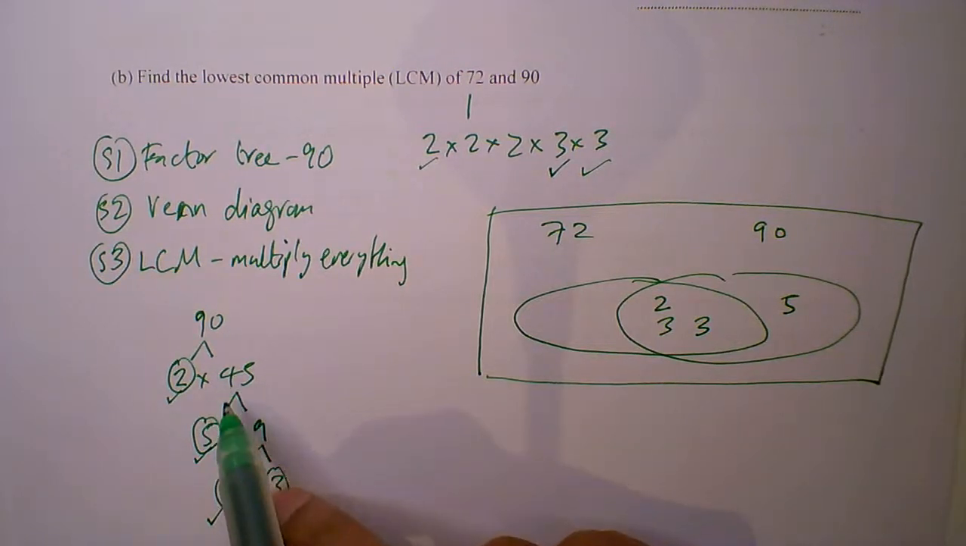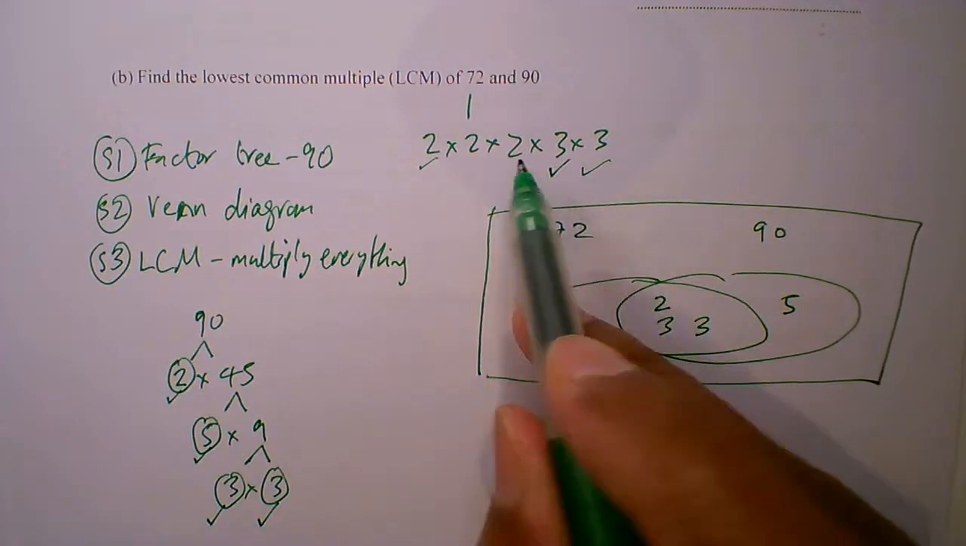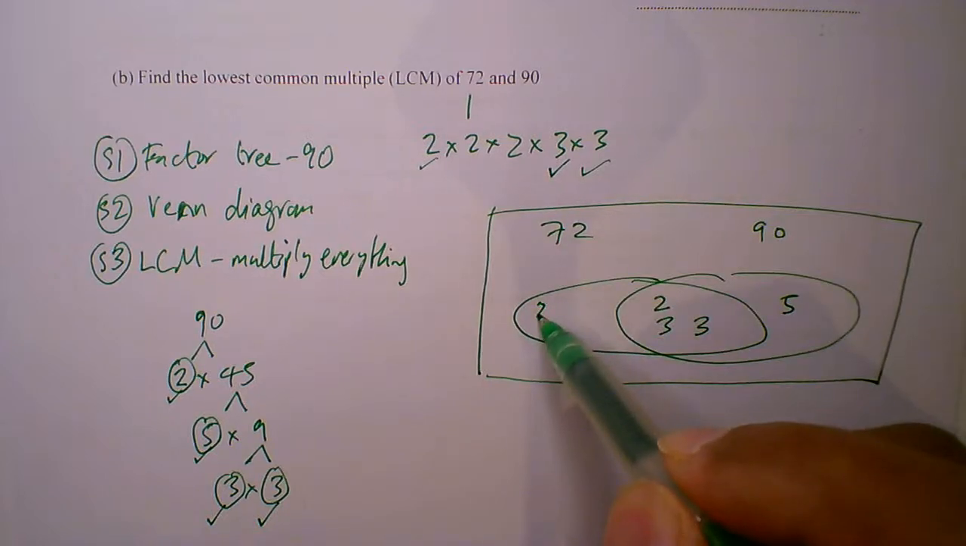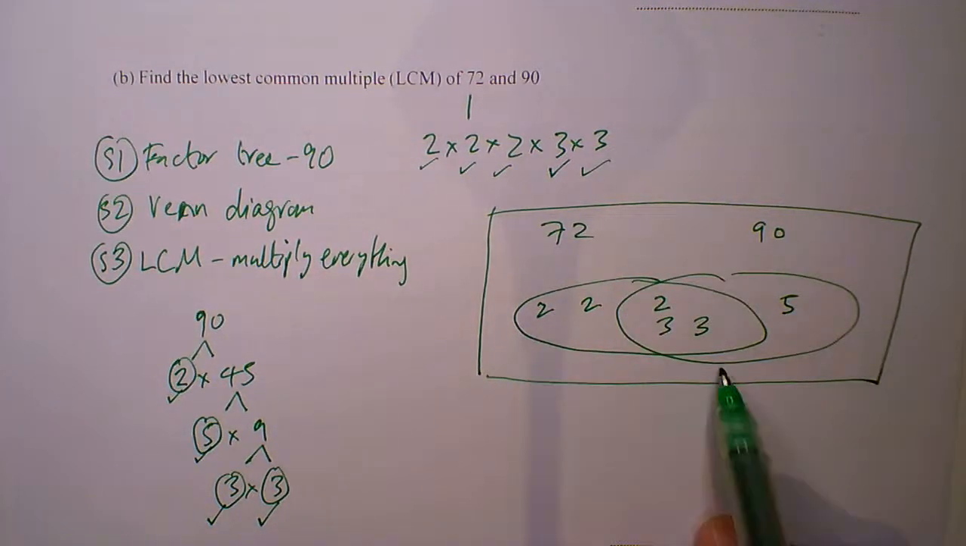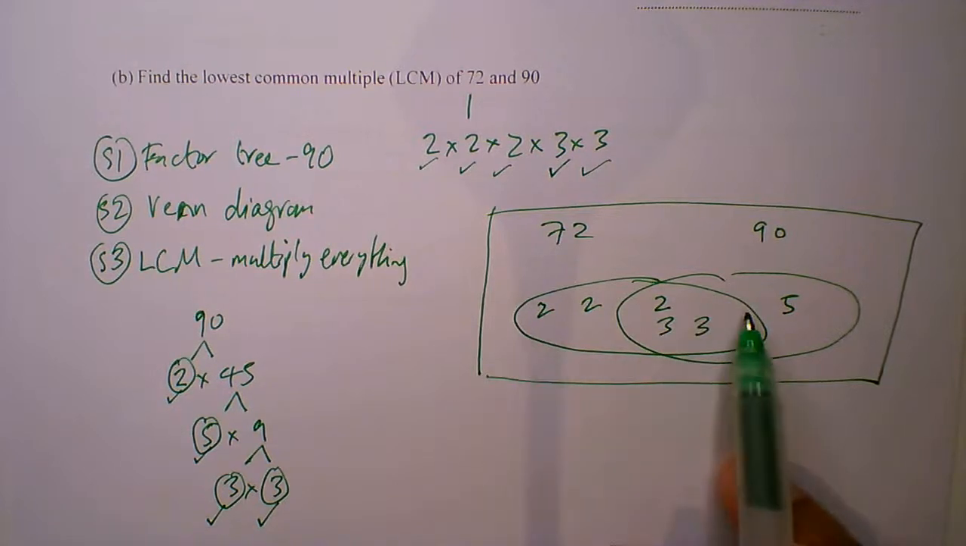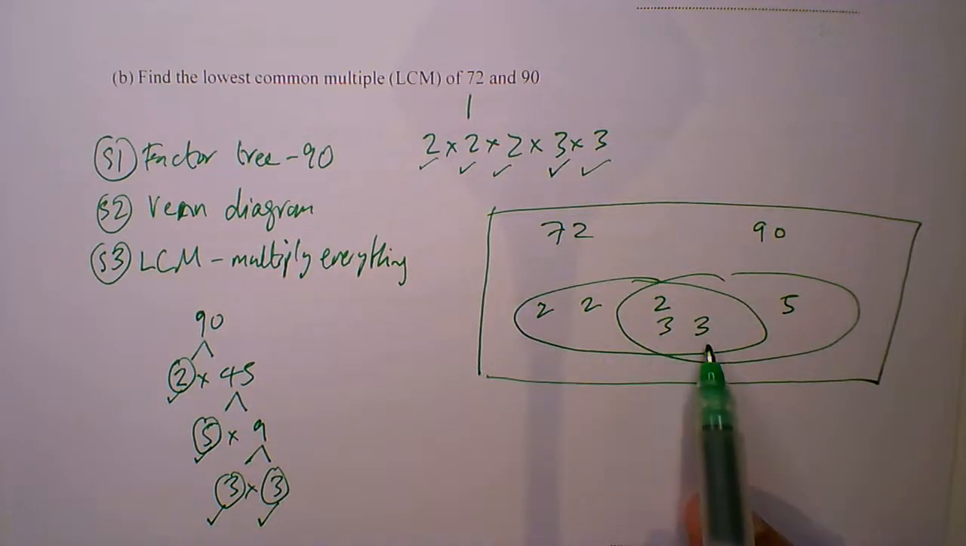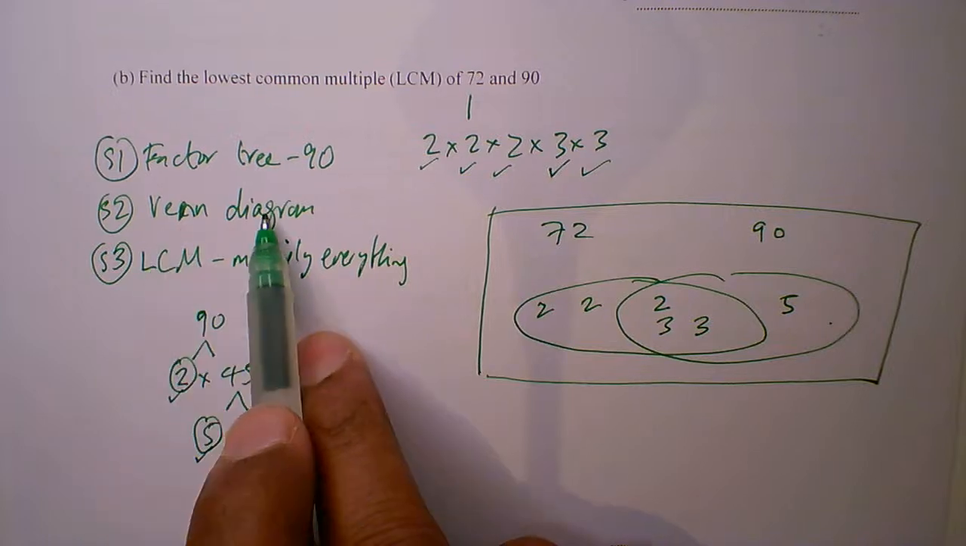So all of my 90 is done. The numbers left for 72 are 2. Take this off, and then that last 2. So this is my final Venn diagram: 2, 2, 2, 3, 3, and 5. Now that's my Venn diagram done.